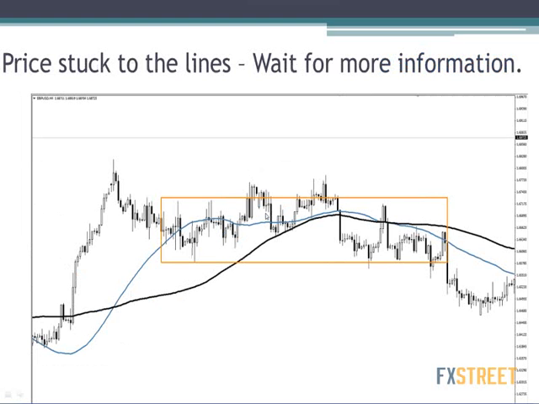Here's an example where price gets stuck to the moving averages. This is where it's telling me, hey, there is no direction. I have no bias for direction in the market right now. If you're a range trader, you might be able to pick the top and bottom of the range. There might be some things that you can do, but depending on what your strategy is, when you see price being really stuck to those two moving averages, we don't know yet what direction it's going to be.